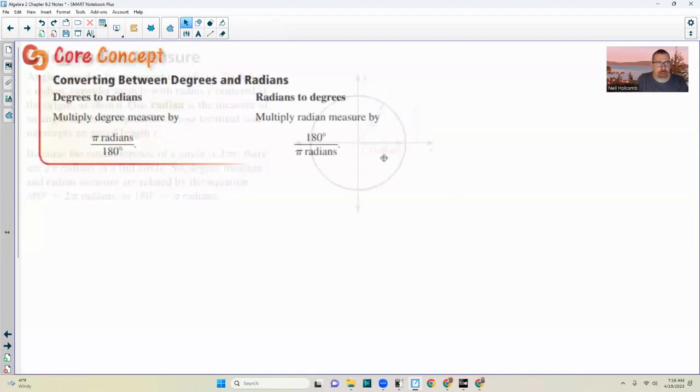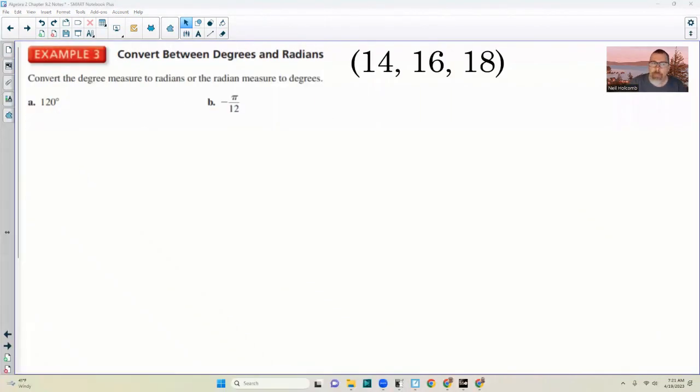So now the core concept says converting between degrees and radians. Simply multiply the degree measure by, to go from degrees to radians, you multiply by pi radians over 180. And to go from radians to degrees, you multiply by that reciprocal, 180 degrees over pi radians. Okay, so let's take a look at how to do this with examples.